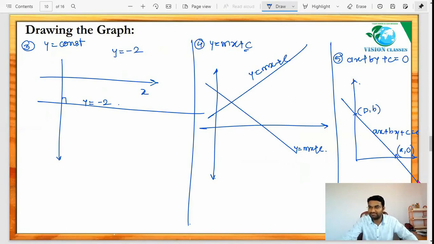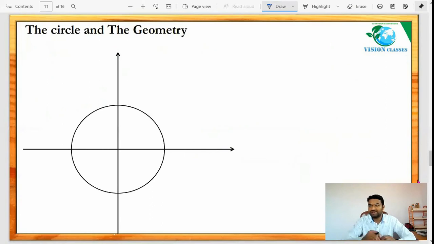Now next, see the circle and geometry. The circle and geometry part is also a part of coordinate geometry.